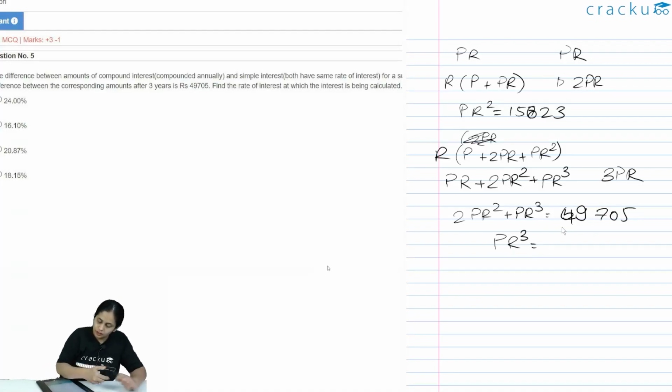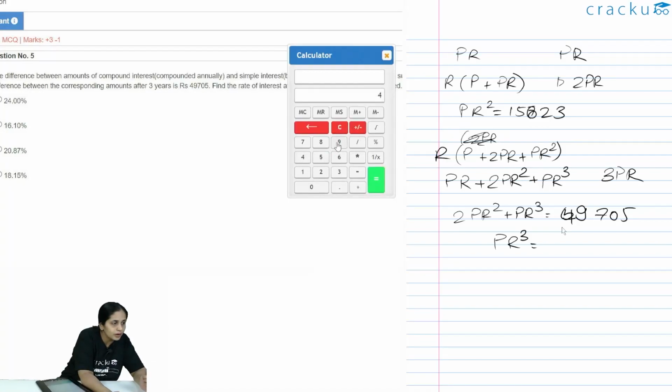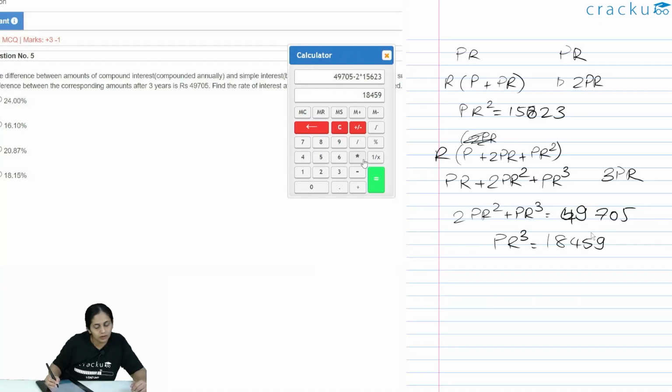This is equal to 49705 minus 2 times 15623. PR cube is equal to 18459. Did I calculate this right? Should be a smaller value. Wait, so first year, first this. Okay, wait, I calculated wrong.